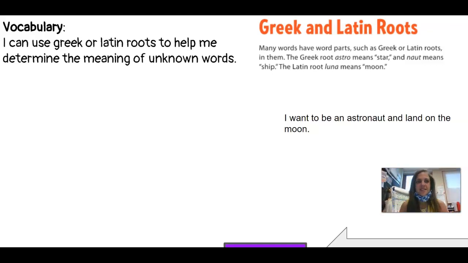Hey, Kindle readers. Our purpose as readers: I can use Greek or Latin roots to help me determine the meaning of unknown words.